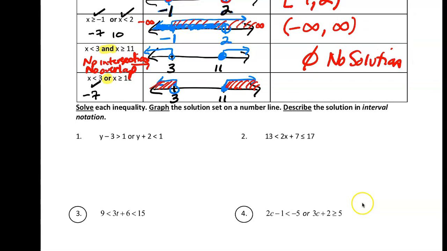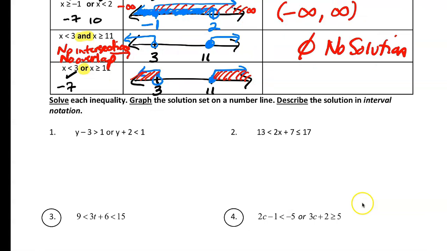So the way that we would write the interval notation, we would go left to right. So this is -infinity to 3. And we would have a parenthesis around the -infinity and a parenthesis around the 3. Or, which is a union, 11 to positive infinity. And 11 gets a bracket because it's a closed circle, and infinity gets a parenthesis.